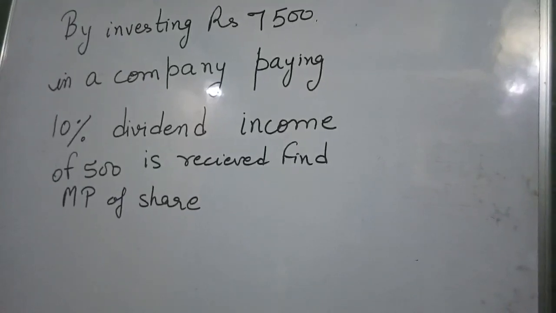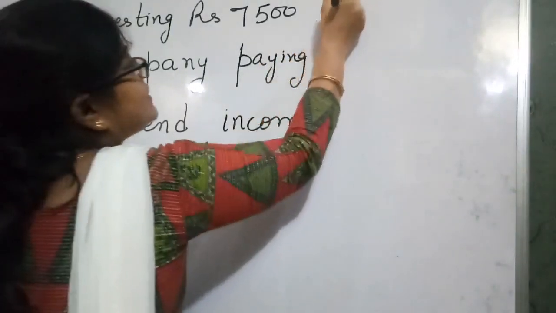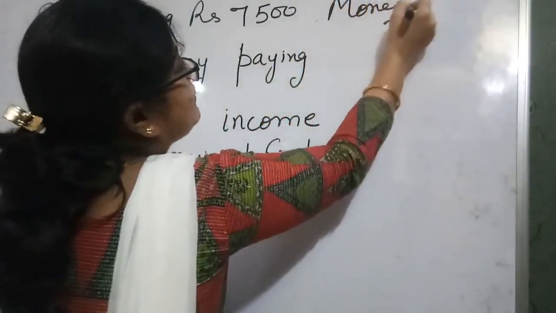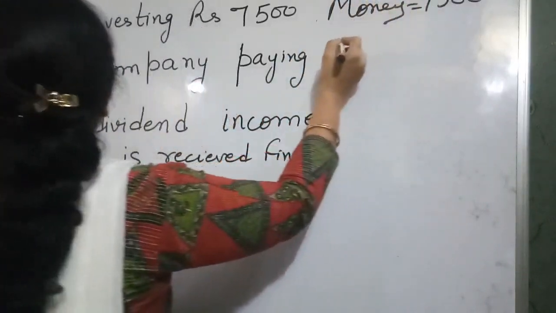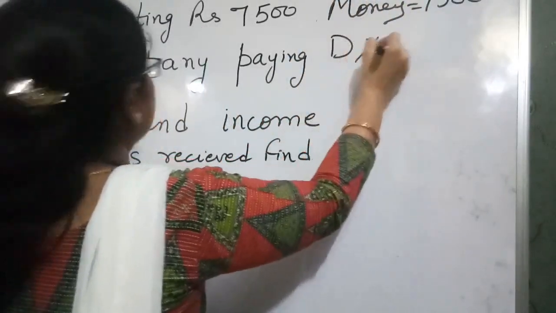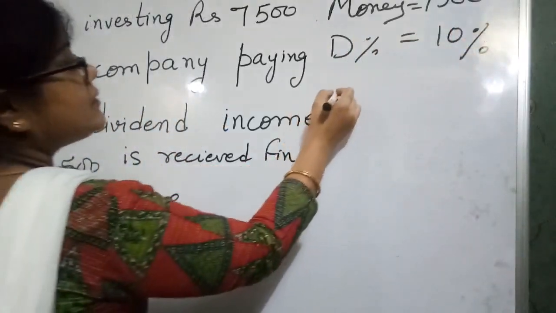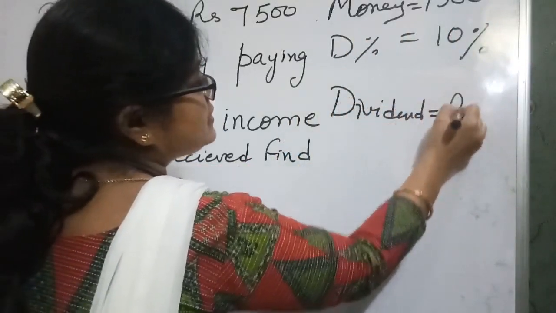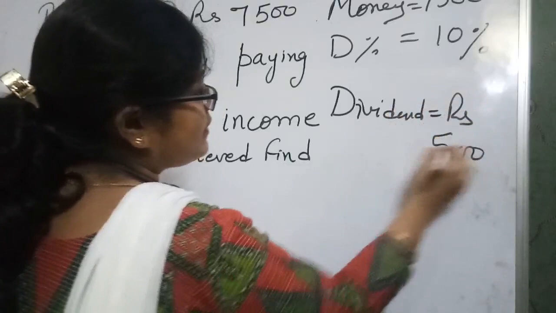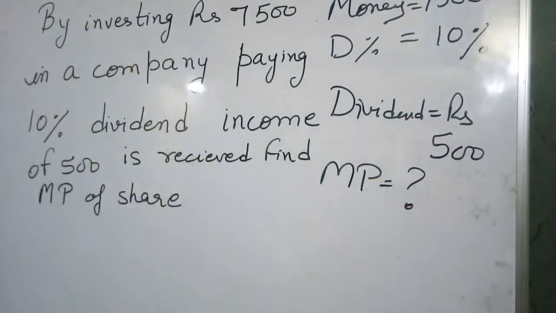So I am just going to do the analysis for that. The amount invested is 7500, the dividend paid by the company is 10%, and the dividend received is rupees 500, and we have to find the market price of the share. So firstly I have done the analysis of the question.